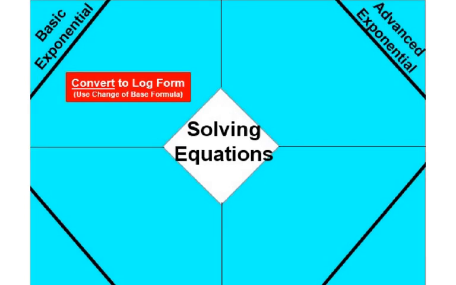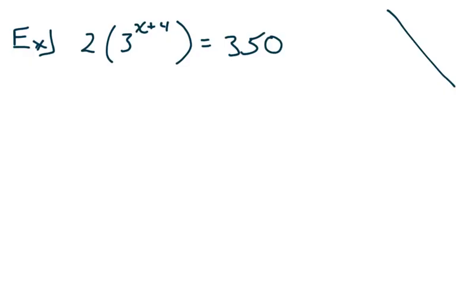But some exponential equations are a little more advanced. And so if we have an advanced exponential equation, like 2 times 3 to the x plus 4 equals 350. Well, it's not going to be quite as easy as just converting it to a log. But no worries. We still have x in the exponent, and whenever x is in the exponent, you're still going to use logs to solve the problem.